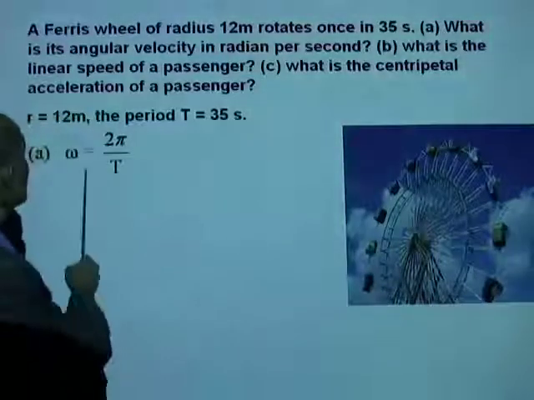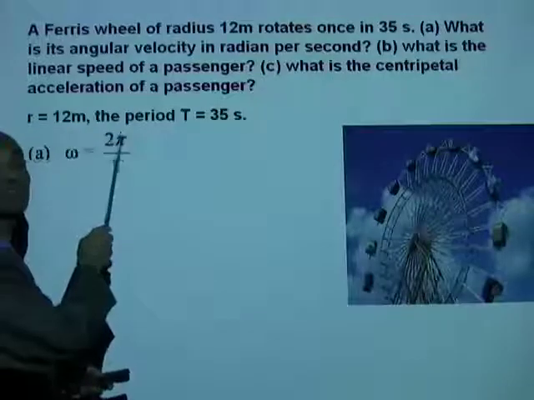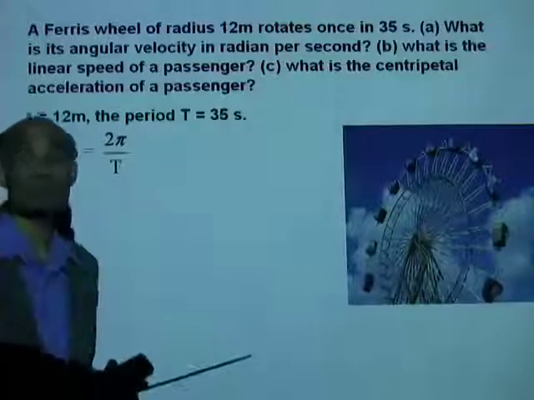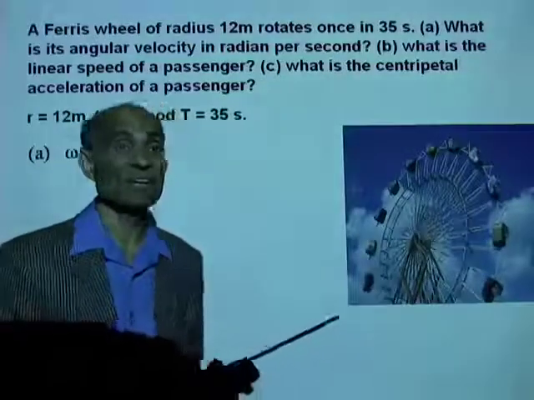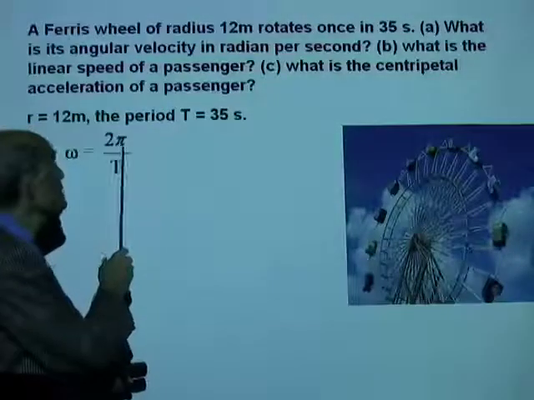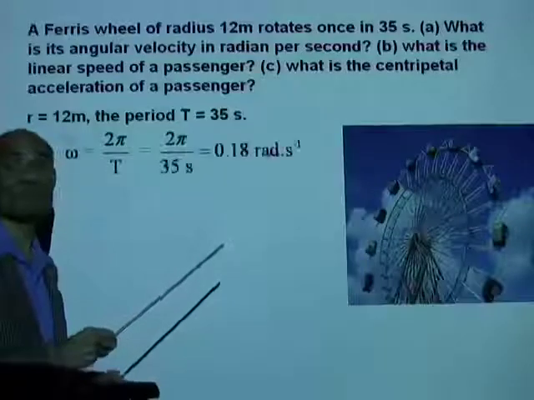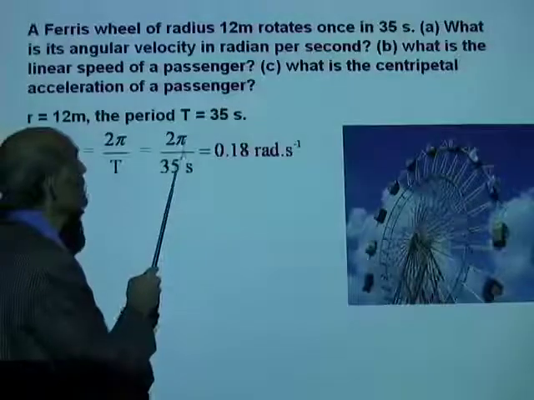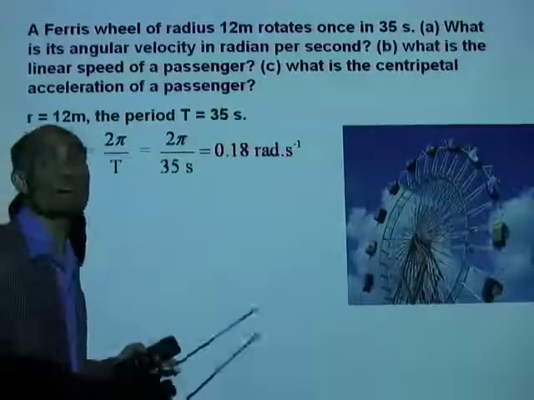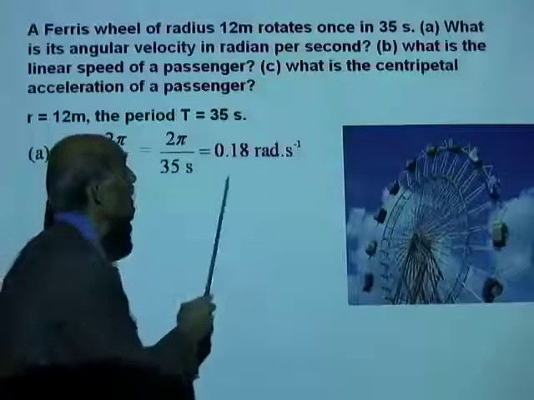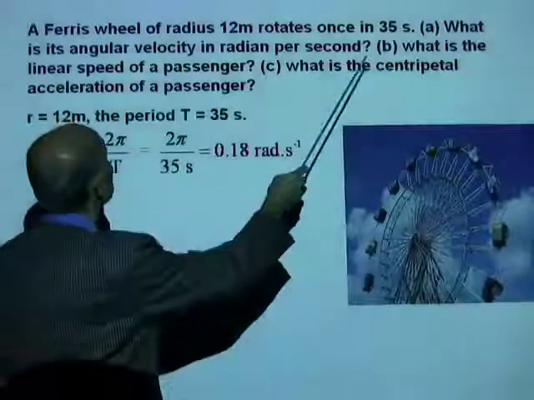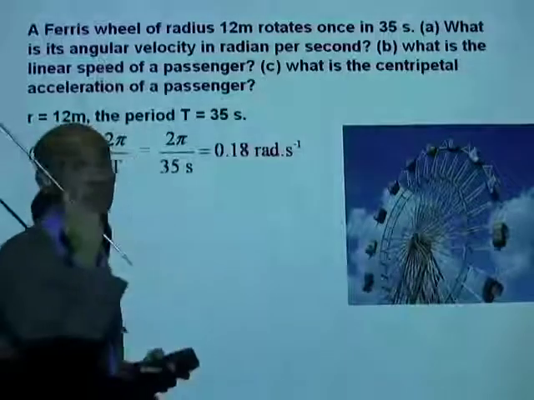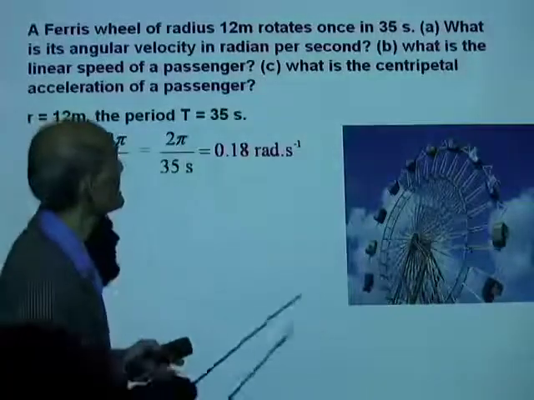Well, you know that omega equal to 2 pi divided by the period. Now look at that equation, how handy that is. The angular velocity is 2 pi divided by the period. That is 2 pi divided by 35 seconds. That is 0.18 radian per second. So you can see the first part is so simple. How about the second part?